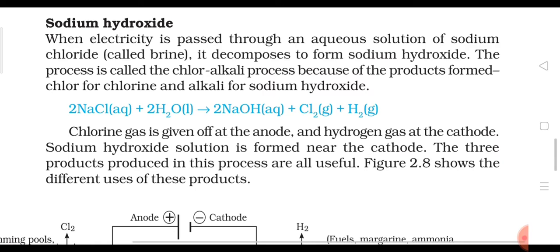So yesterday I told you about brine. What is brine? Brine is an aqueous solution of sodium chloride. And the other important point here is the chloralkali process, why this process is said to be chloralkali. It is because of the products which are getting formed in this process. So it is given here that because of the products formed, chlor for chlorine and alkali for sodium hydroxide. Please underline this. Sometimes they ask 1 mark kind of questions.